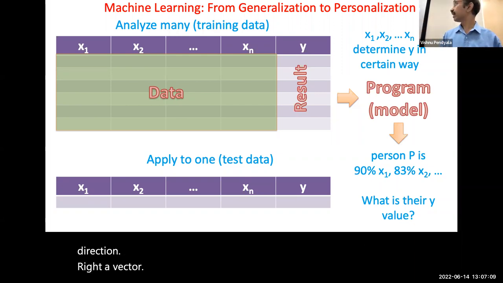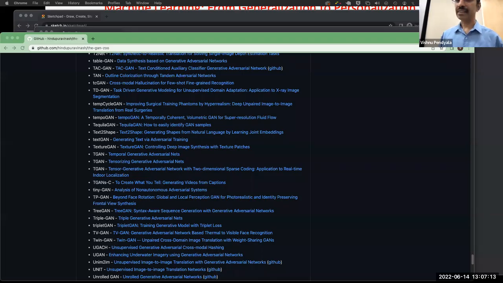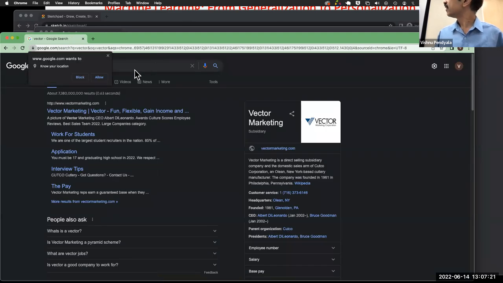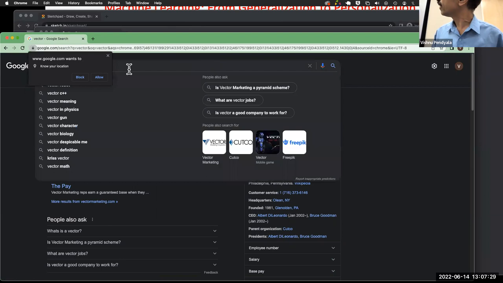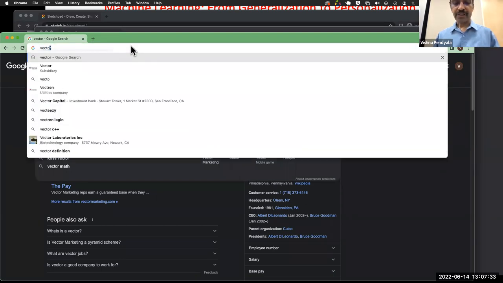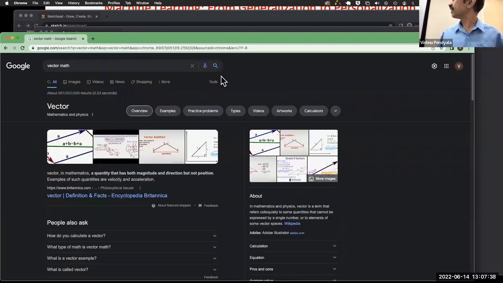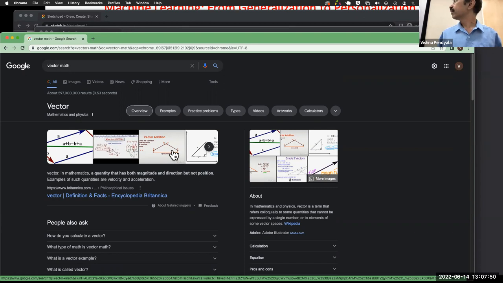If you search for vector math, you will see images like this, right? So it's geometrical. It's not numbers, it's actually geometric. So vectors have two interpretations. One is as a series of numbers, a single row or column of numbers. The other is as a point in space with both direction and magnitude, right? So this is a very important concept that we are going to use.